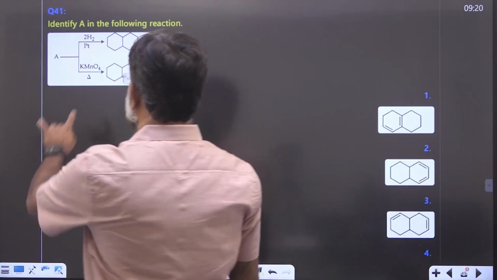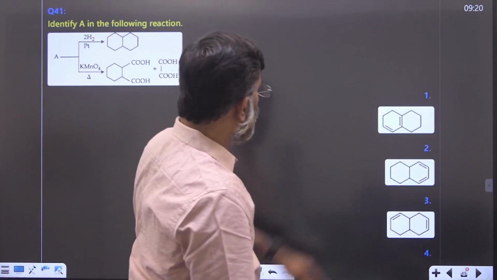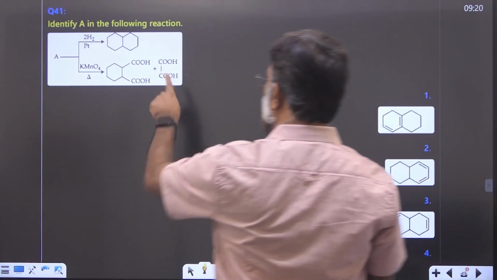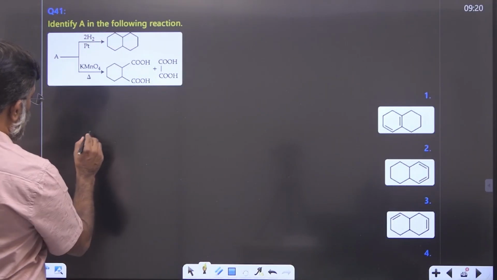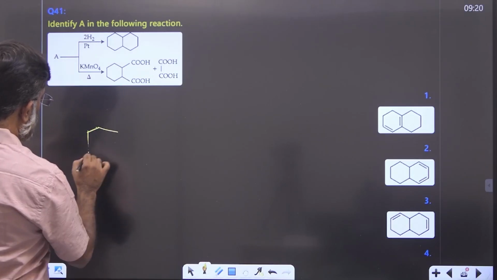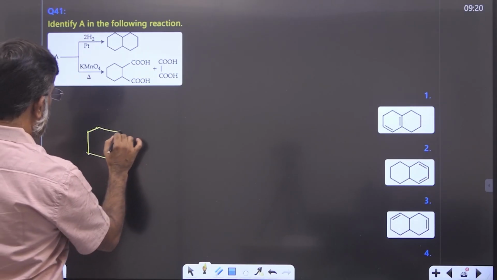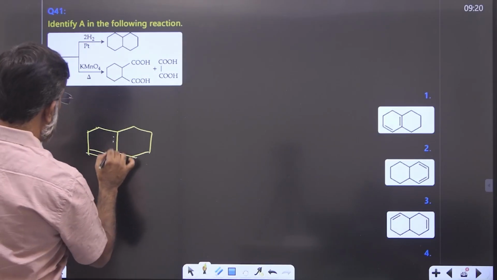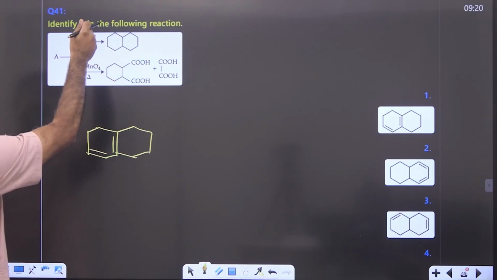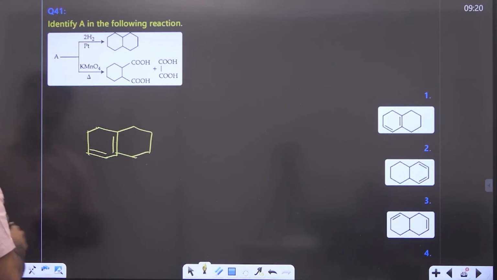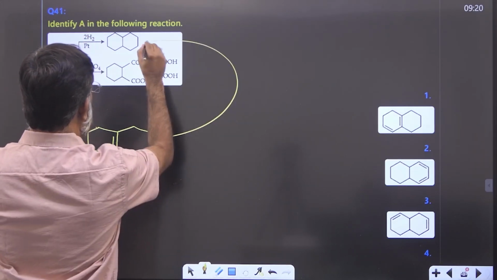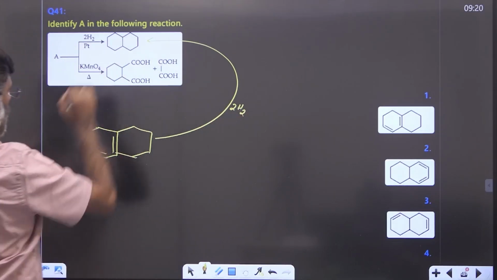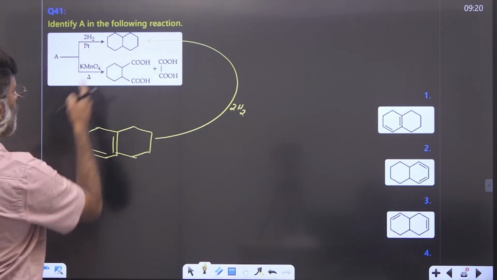And what about this? This when treated with the KMnO4, you don't get this. So one is out. You see, this is what is given in option 1. This part is okay when this molecule is treated with 2H2, you will get this, no problem. But this is not okay.